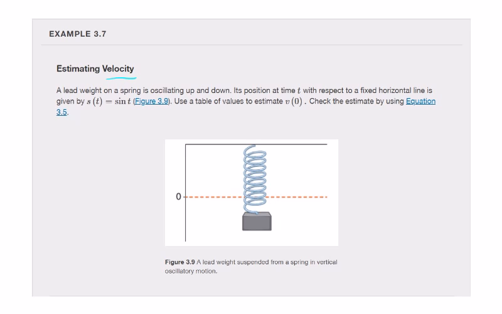All right, so it says here, a lead weight on a spring is oscillating up and down. Its position at time t with respect to a fixed horizontal line is given by s of t equals sine of t. Use a table of values to estimate v of 0, and check the estimate by using the equation.